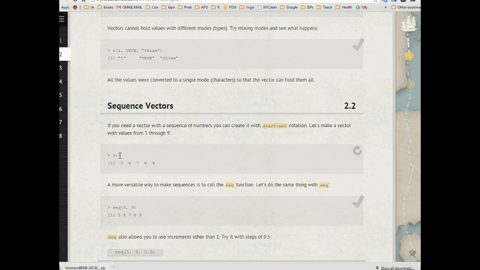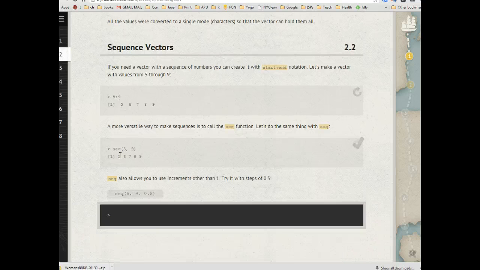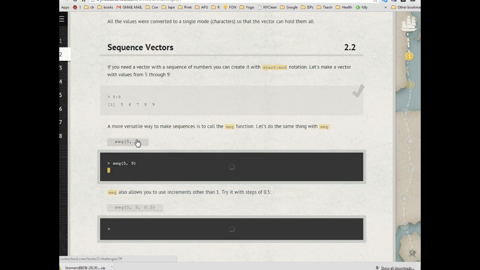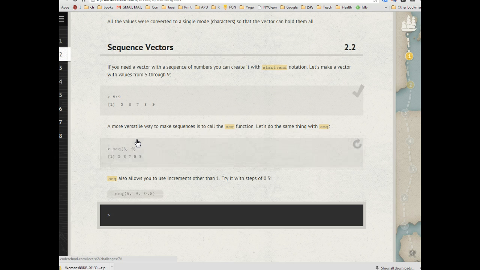Now, we already saw that you can make a vector of a sequence like this. This is another way to do that. So if you run this one, this is a sequence from 5 to 9, same thing as this one was. So if you do it, what do you get? That. The same thing as what you did before.